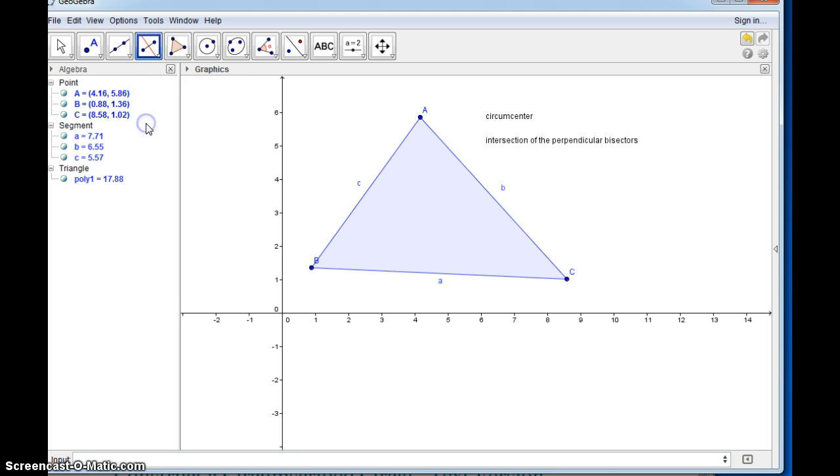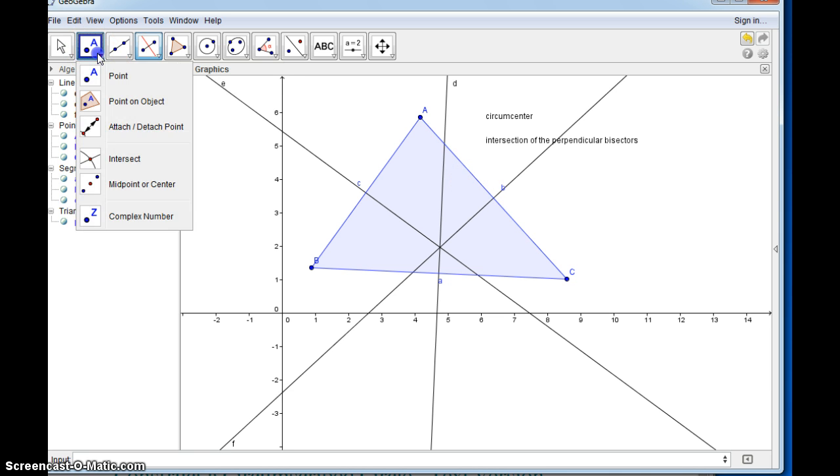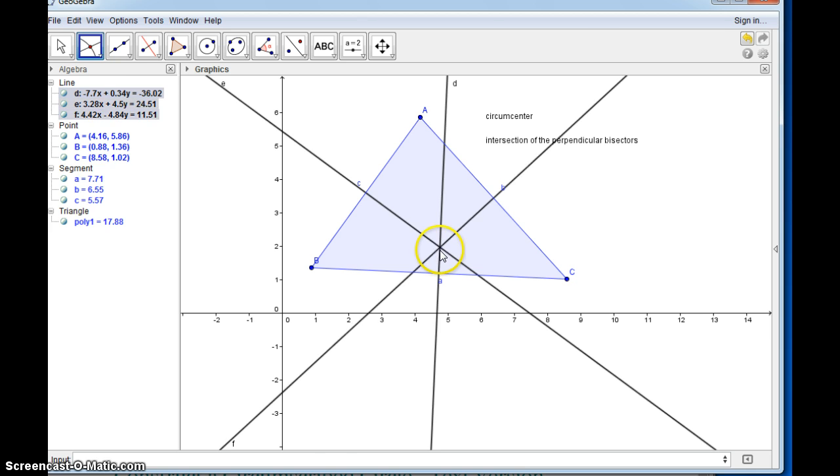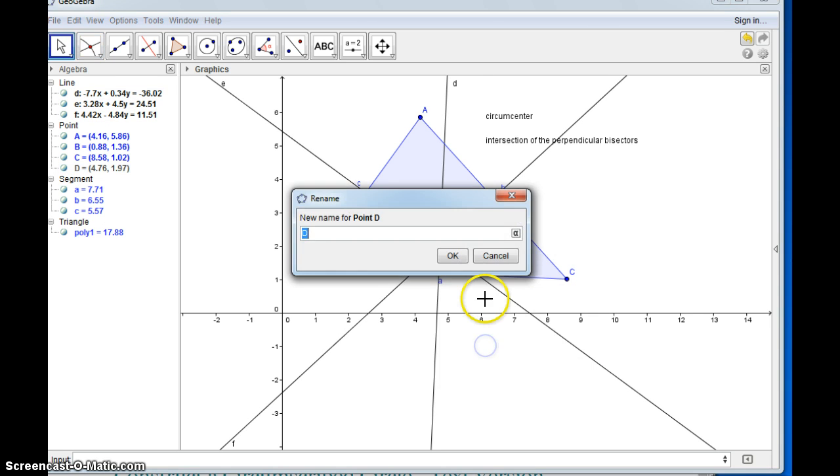There is a perpendicular bisector tool. Select two points or one segment. Or you could just click on a segment. And because these are concurrent, if I click on the last segment, it will go through the same point. So let me intersect. Now this is my circumcenter, so I'm going to rename this as the circumcenter.